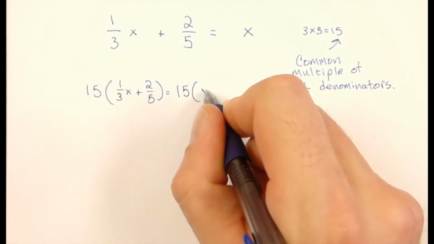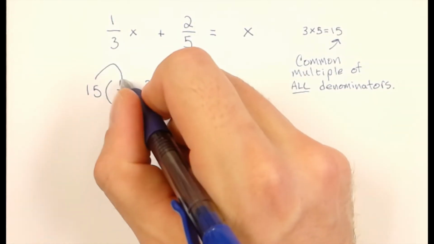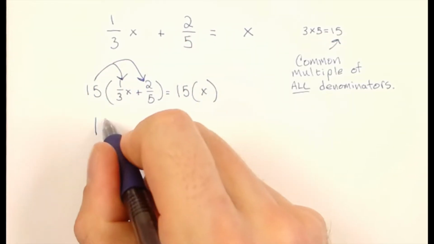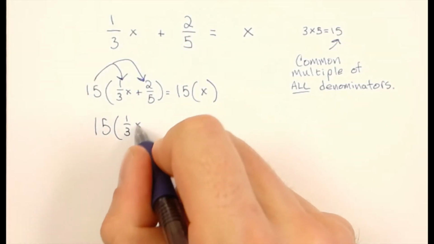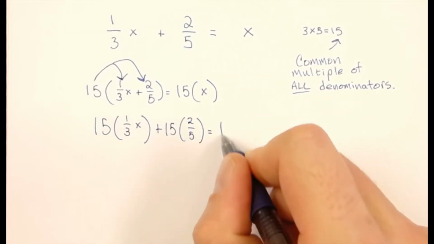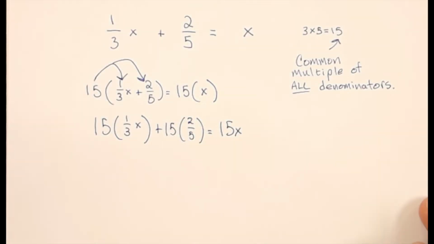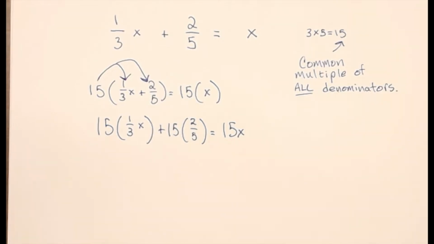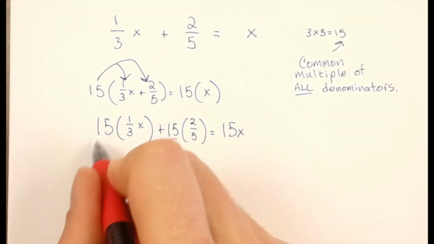What we're going to do is we're going to multiply both sides of the equation by 15. We're going to have to distribute if you multiply by multiple terms on one side of the equal sign. And on the right side, we just have that one term x. It'll just be 15x when we multiply by 15.